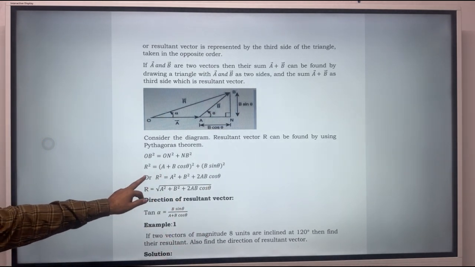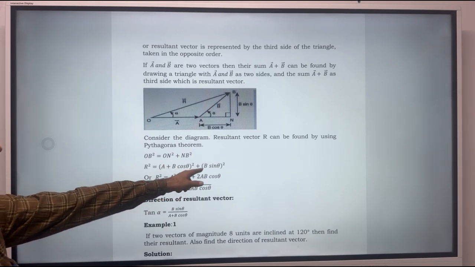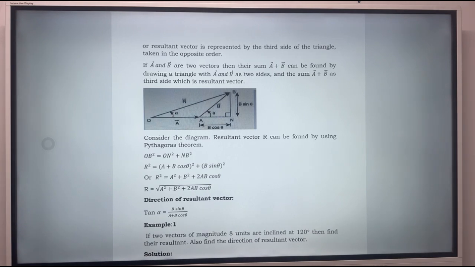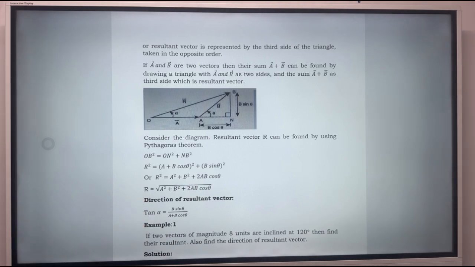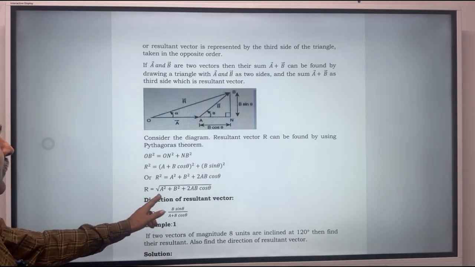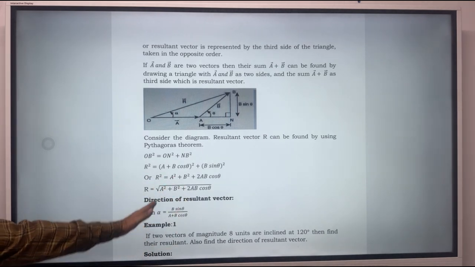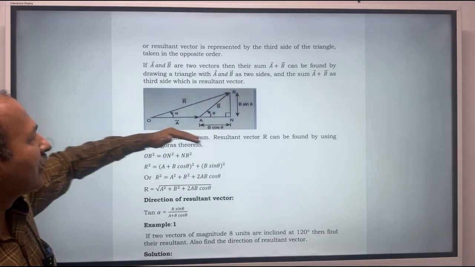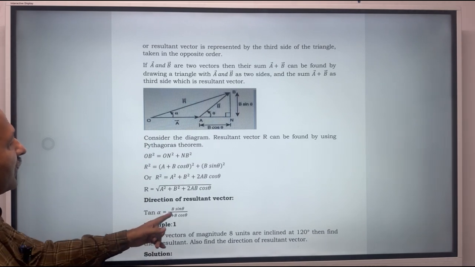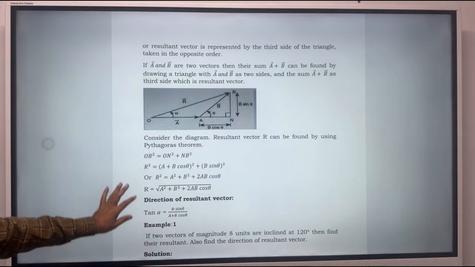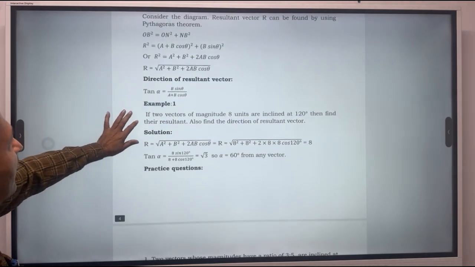Now we put the values. So we get r square equal to (a plus b cos theta) whole square plus (b sin theta) whole square. Then we simplify. So this will become r square equal to a square plus b square plus 2ab cos theta, or r equal to the square root of a square plus b square plus 2ab cos theta. And as I told you, if the angle is alpha, then perpendicular upon base, so tan alpha equals b sin theta divided by a plus b cos theta. Now we are going to do some questions to make this concept clear.